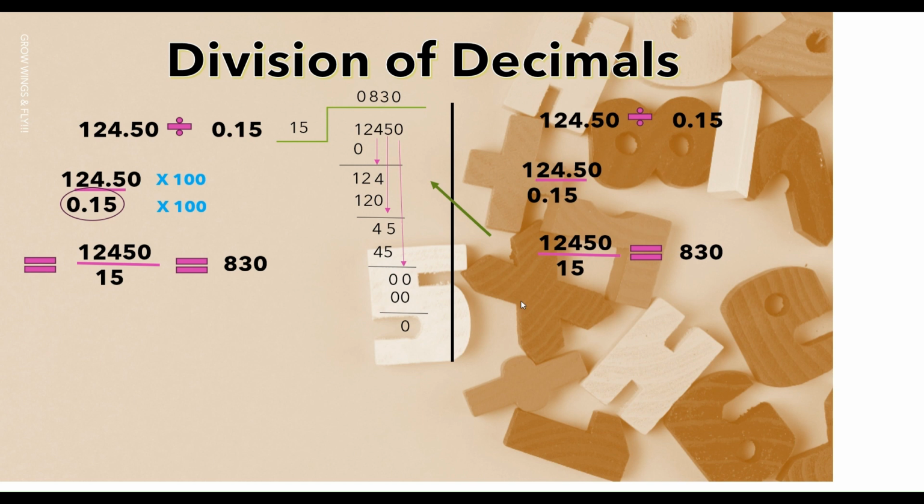15 times 8 is 120. This will give us 4 as the remainder. We bring the 5 down to make the next number as 45. 15 times 3 is 45. This will give the remainder as 0.